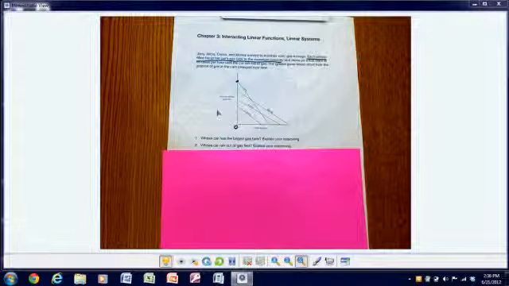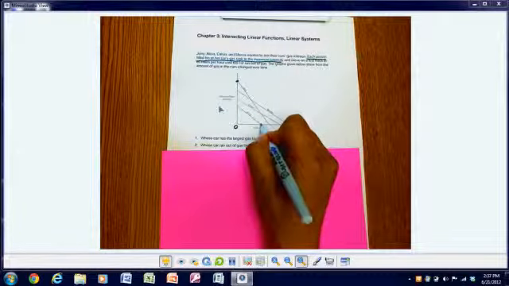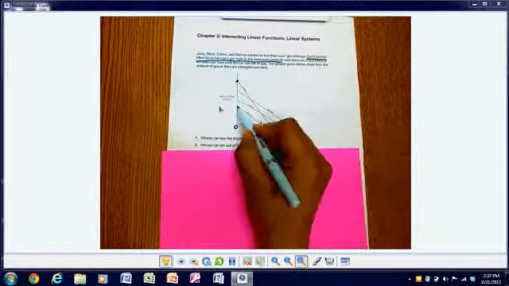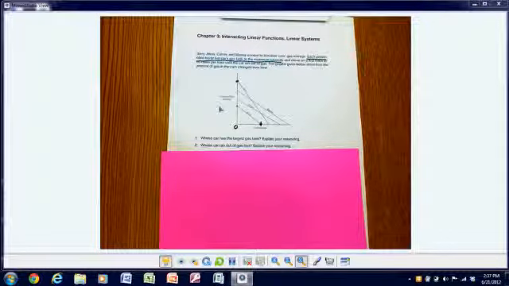Alright. Number 2, whose car ran out of gas first? Well, as you can see, Alicia's car is the one that ran out of gas first because her car reaches a volume of 0 in the shortest amount of time. Here is where she was full, and here is the shortest amount of time it took her to have 0 on her gas.